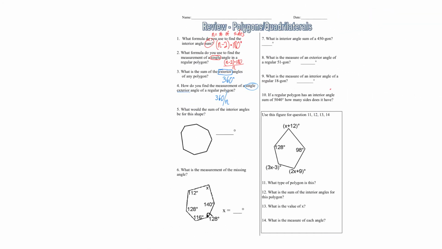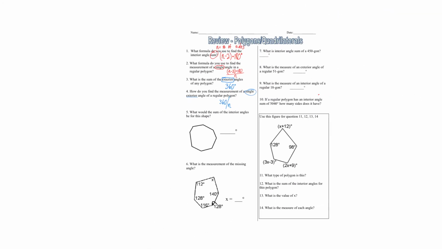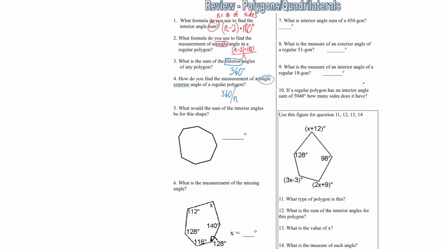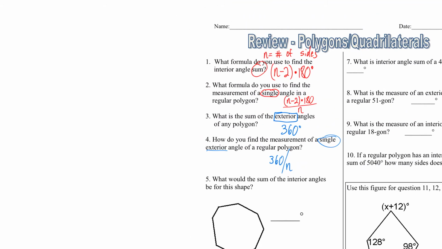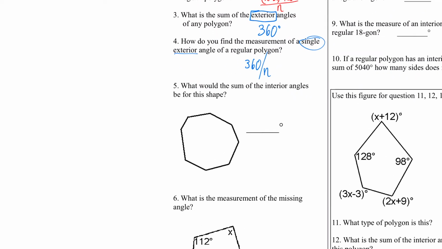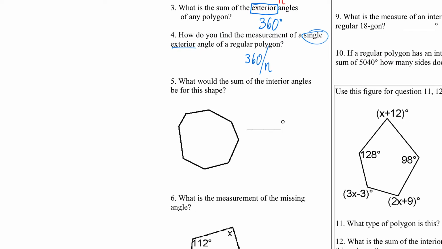Now most of the stuff on this page and on the second half of the next page is basically based off of these right here. So like on number 5, what would the sum of the interior angles be for this shape? So what shape is this? It's an octagon.